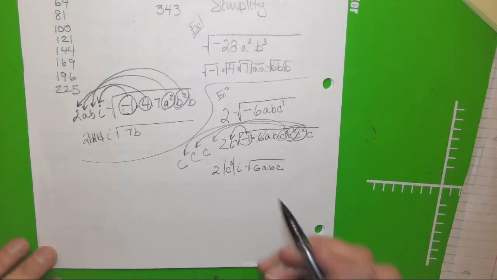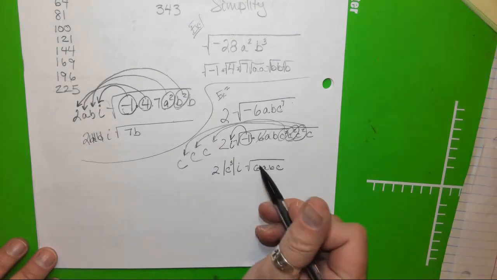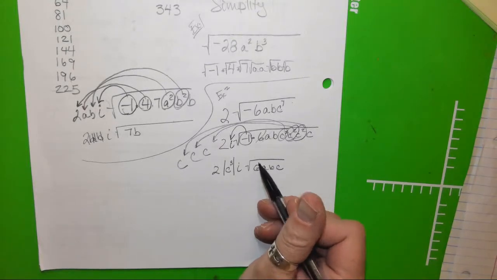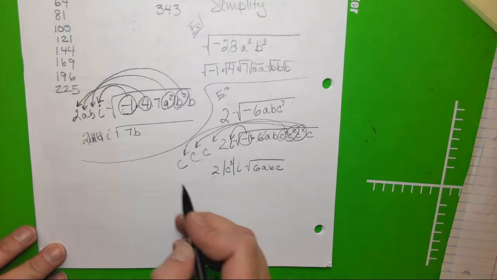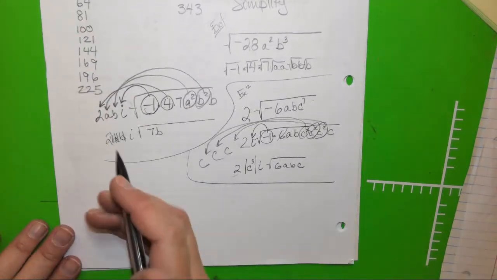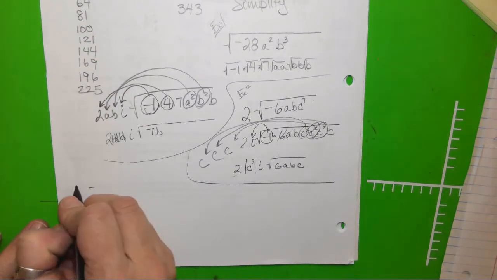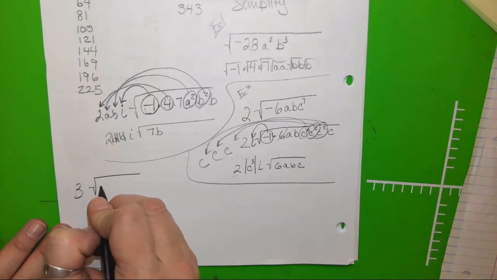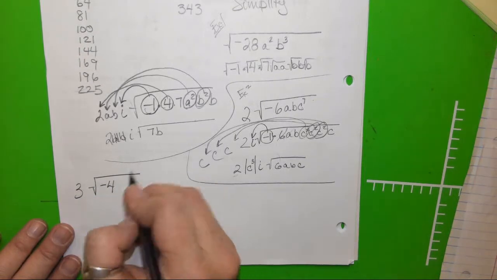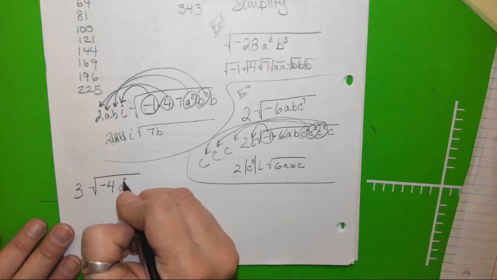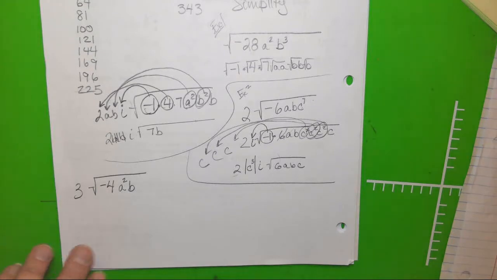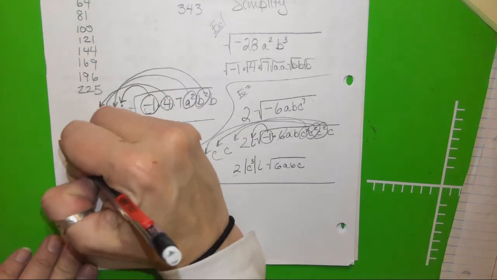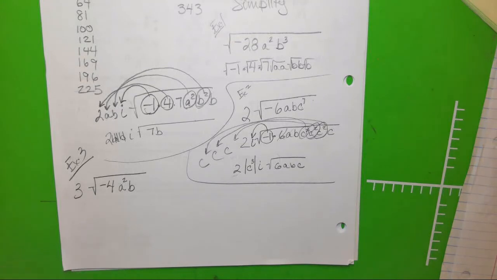Now, if a number had come outside, if it was able to square root of, say, 4 and it came out, it would just be multiplied by that 2. Okay? Let's do one more, and then we can try to call it a day. Let's do 3 square roots of negative 4 a squared b. This is example 3. 3 square roots of negative 4a squared b.